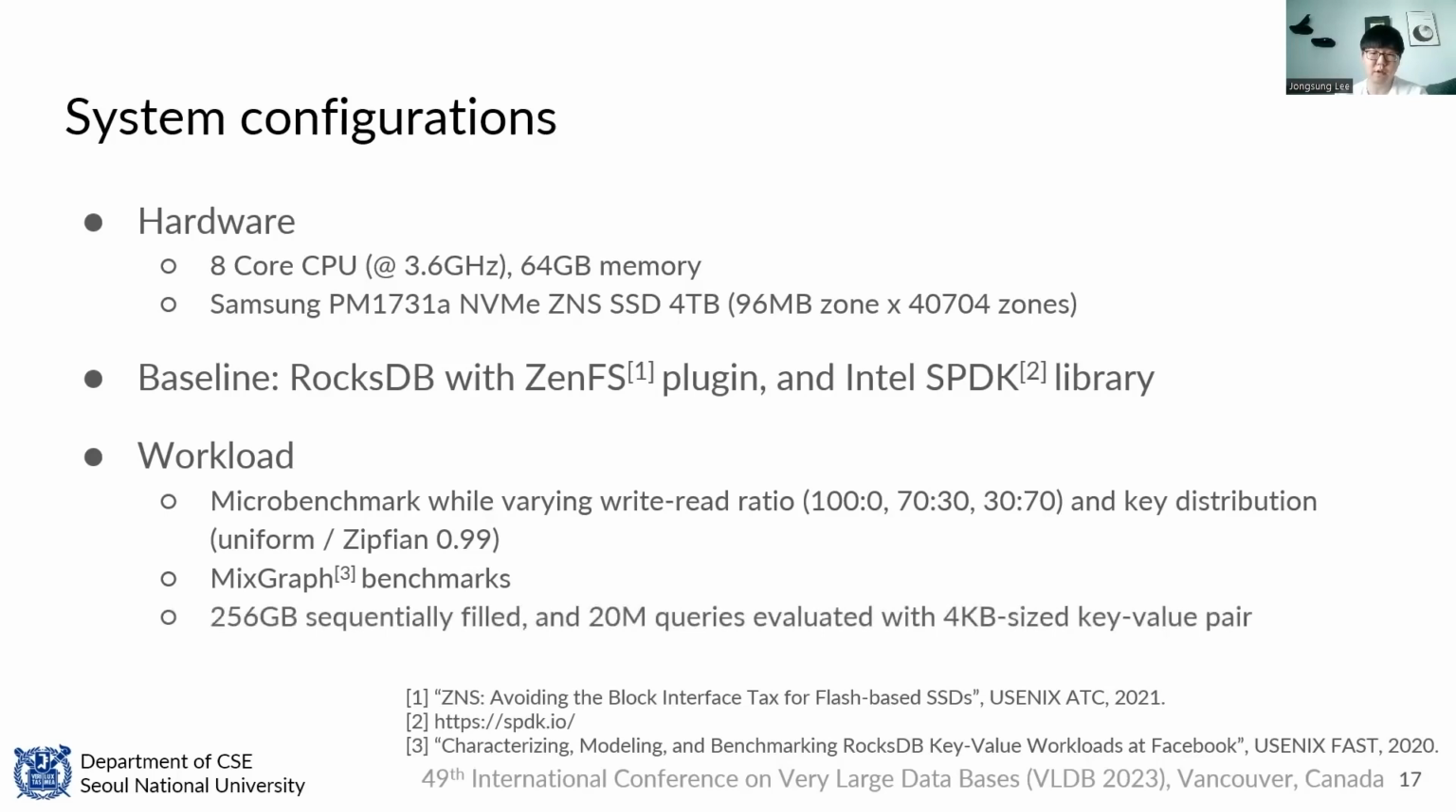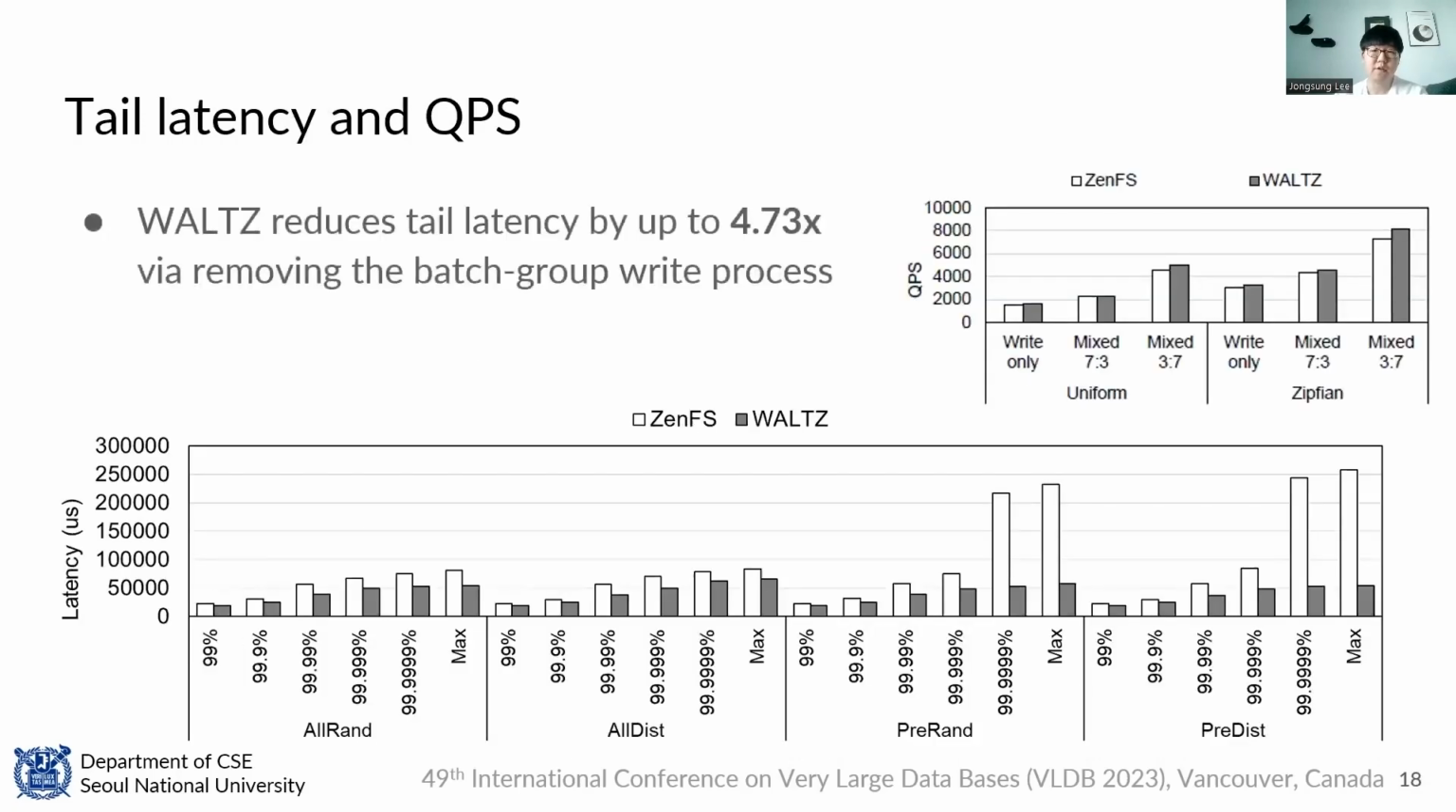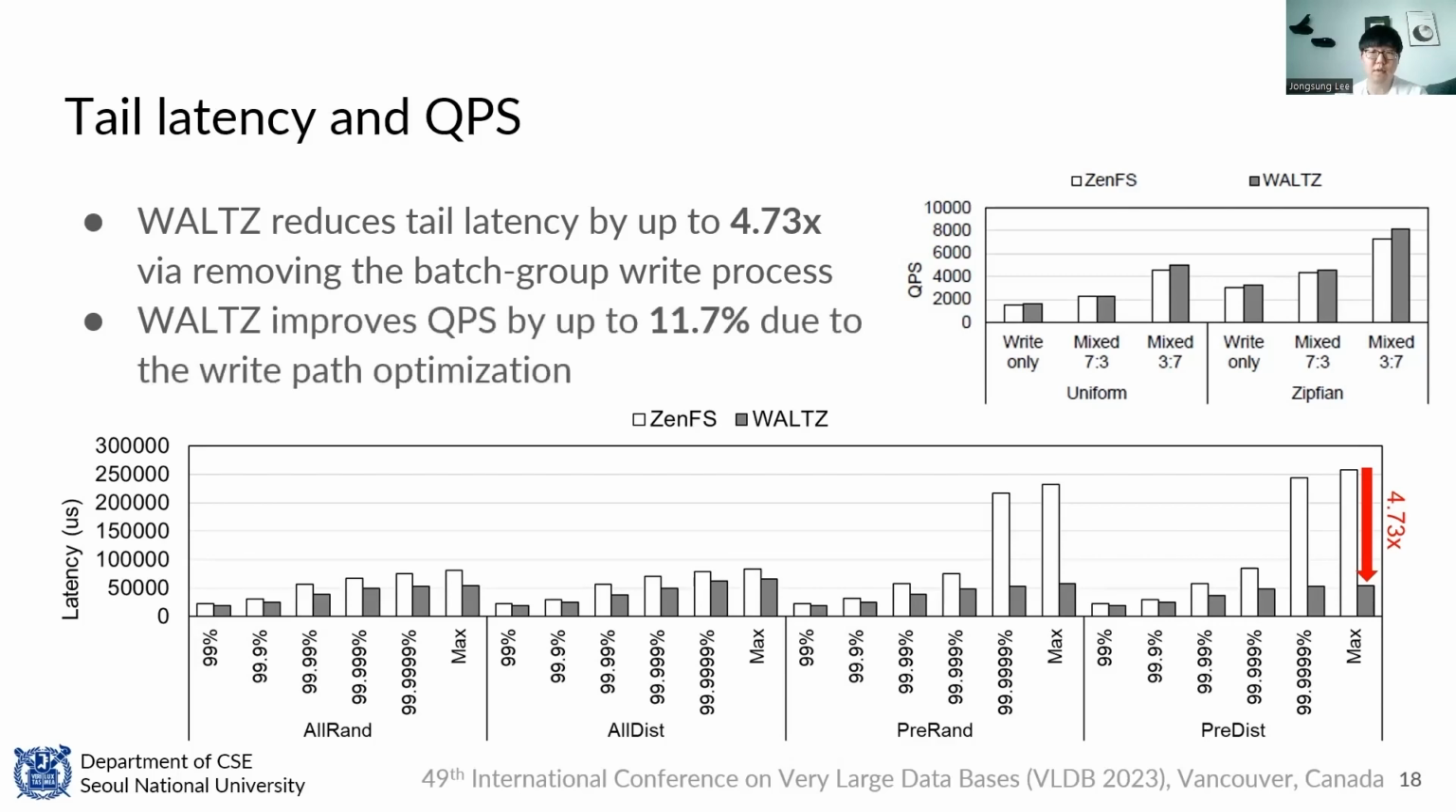In all the evaluation, a 256 GB database is generated by sequentially filling the keys and values, and then 20 million queries are evaluated with 4 KB key-value pairs by 4 worker threads. Under our evaluation, WALTZ shows up to 4.73 times reduction in tail latency by removing the synchronization overhead of batch group write and introducing several optimizations. In the case of QPS, WALTZ shows up to 11.7% improvement due to the write path optimization.